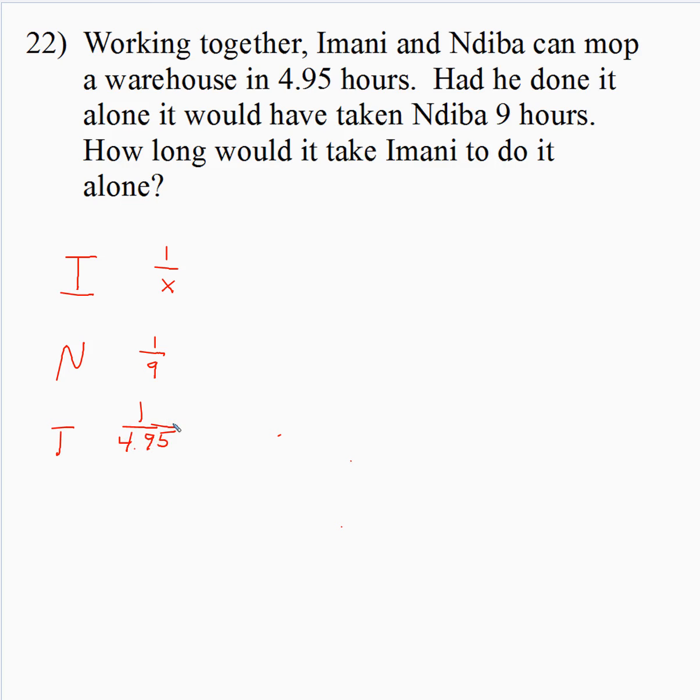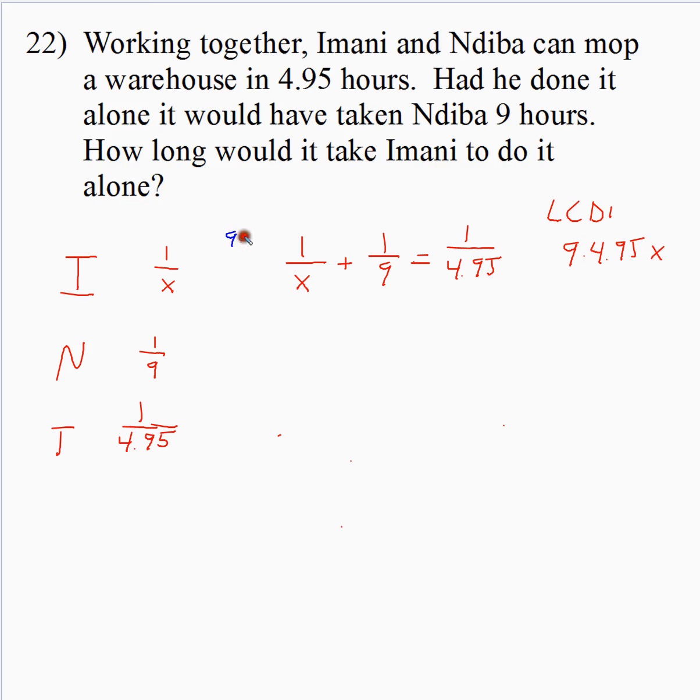And so what we would do is say, well, 1 over x plus 1 over 9 is equal to 1 over 4.95. And our least common denominator, there's a few ways we could do this. We could divide this and get whatever fraction that is. But let's just go ahead and say it's 9 times 4.95 times x, and we'll multiply each term by that.